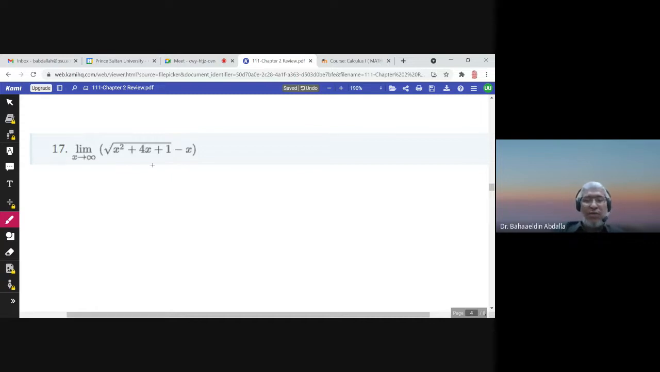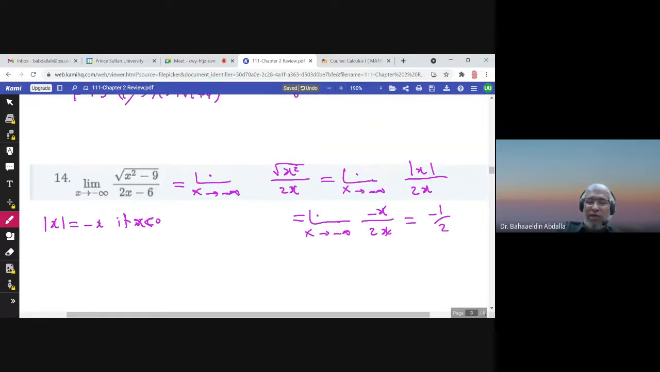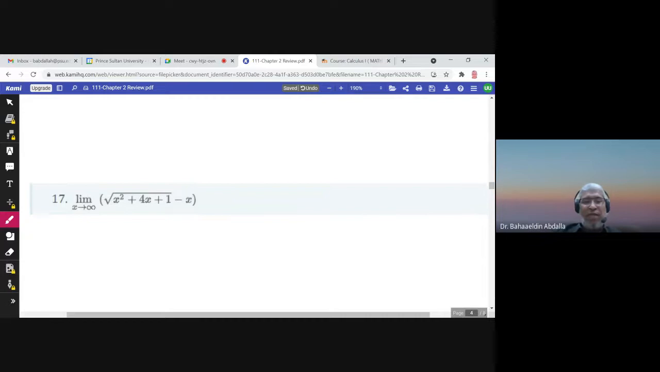Well, here, of course, if we have something like this, if you replace x by negative infinity, you will have infinity over infinity. And also here, infinity over infinity. But here, if you replace x by infinity, this will give you infinity minus infinity. And infinity minus infinity is an indeterminate form. So I need to change it to infinity over infinity. So I need to multiply by the conjugate.